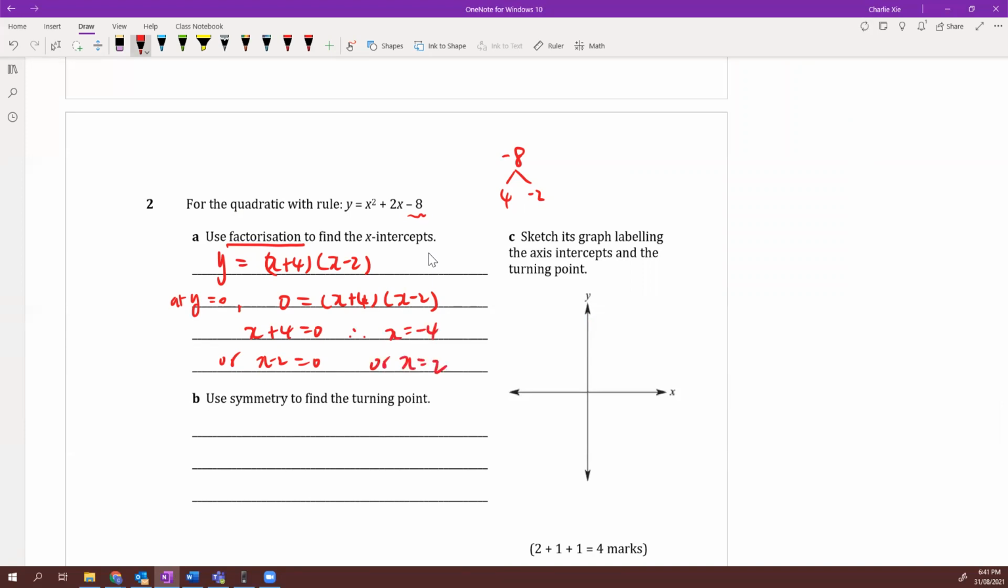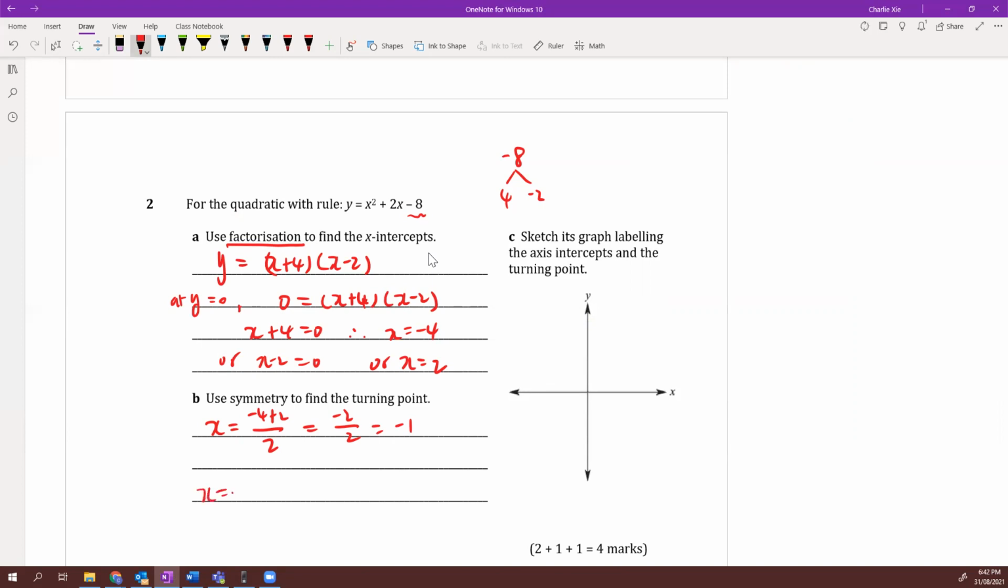Okay. B, use symmetry to find the turning point. These are your two x-intercepts, and the axis of symmetry crosses the middle of these two x-intercepts. So x equals half of negative 4 plus 2. That's how you find the midpoint. Negative 4 plus 2 is negative 2, negative 2 over 2 is negative 1. So the x-coordinate for the turning point is negative 1.